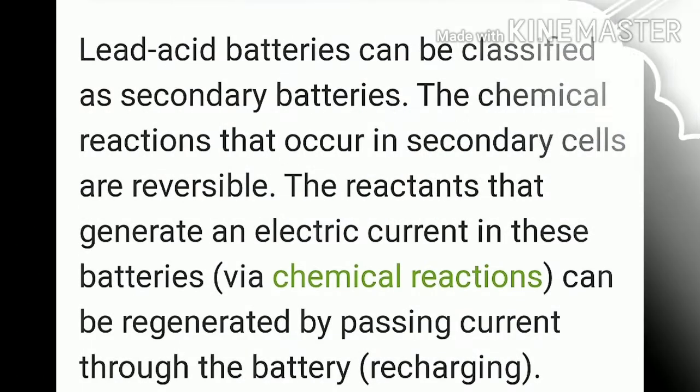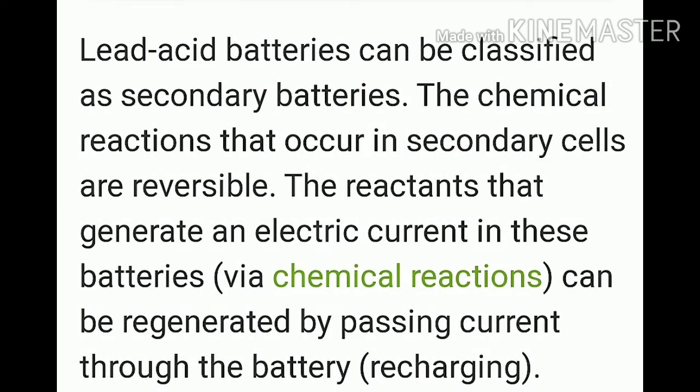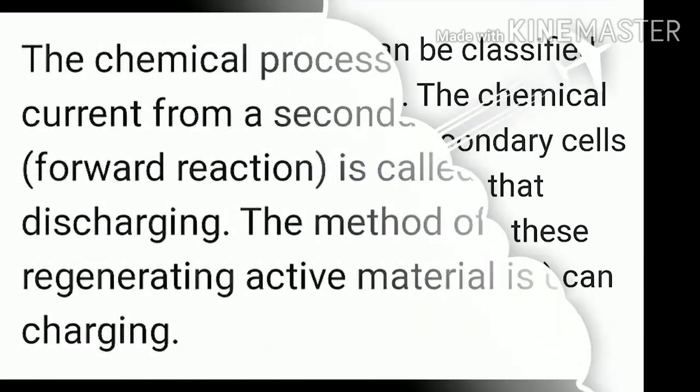Lead acid batteries can be classified as secondary batteries. The chemical reactions that occur in secondary cells are reversible. The reactants that generate an electric current in these batteries via chemical reactions can be regenerated by passing current through the battery, that is, recharging.